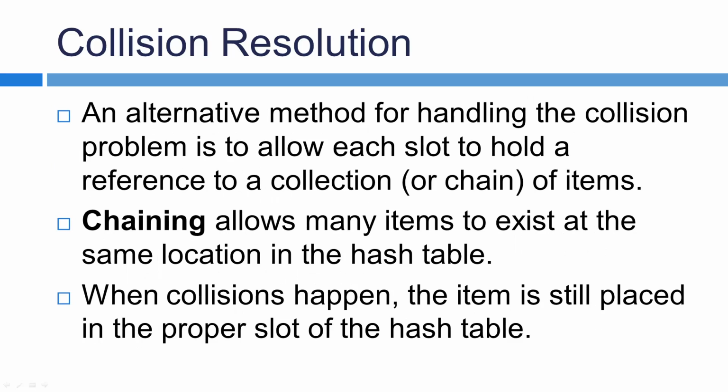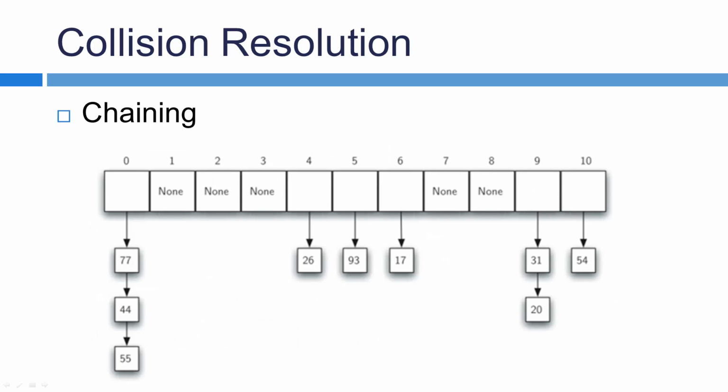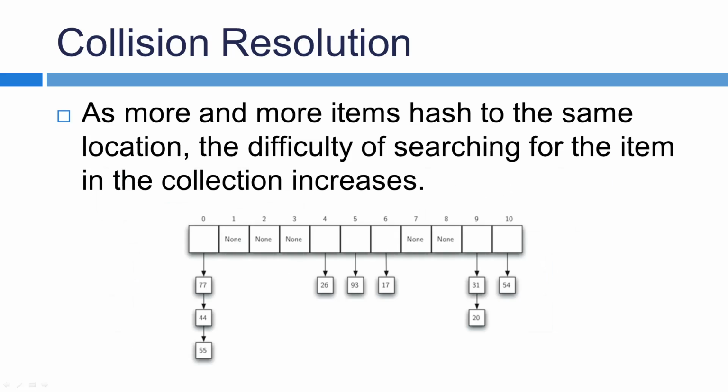An alternative method for handling the collision problem is to allow each slot to hold a reference to a collection or chain of items. Chaining allows many items to exist at the same location in the hash table. Then, when collisions happen, the item is still placed in the proper slot of the hash table. So this is what chaining would look like. Instead of going around and probing for a new empty slot, you would just chain off the original slot. So numbers such as 44 and 55 would chain off that 0 slot number. And as more and more items hash to the same location, it should be noted that the difficulty of searching for the item in the collection increases.